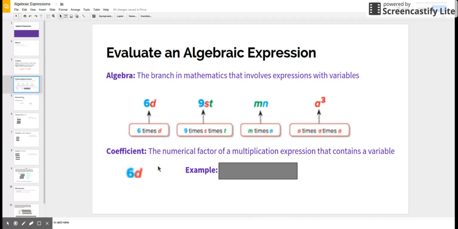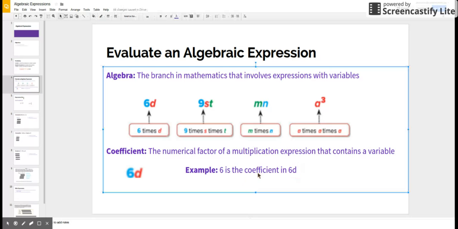Okay, a coefficient is a numerical factor of a multiplication expression that contains a variable. So in 6D here, your coefficient would be 6. 6 is a coefficient in 6D because this is a numerical factor of a multiplication expression that contains a variable.